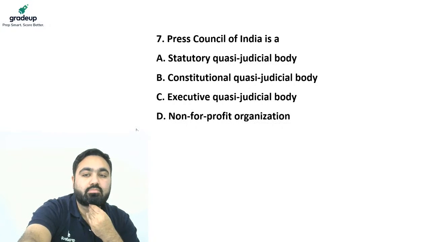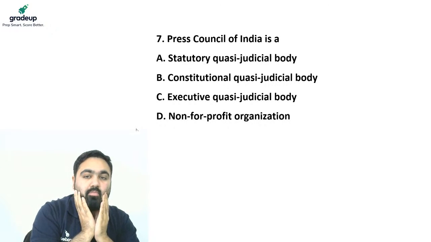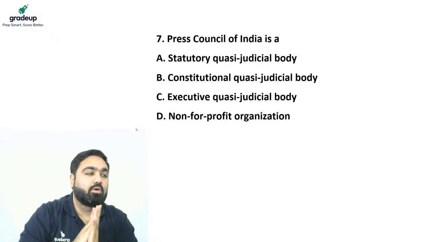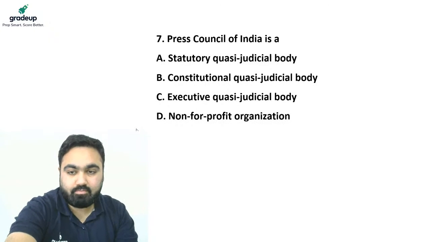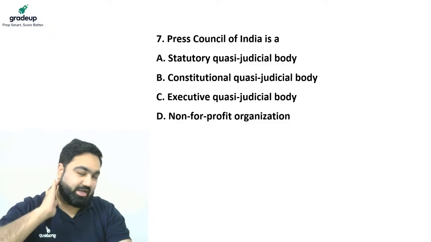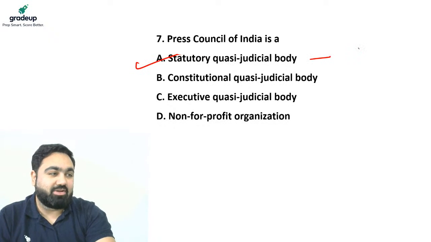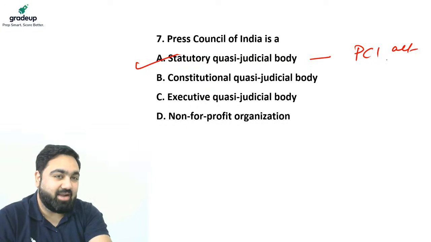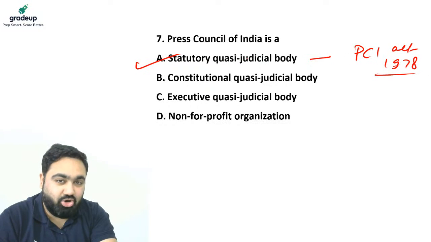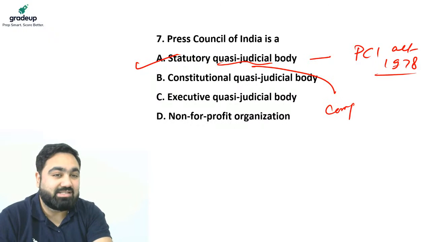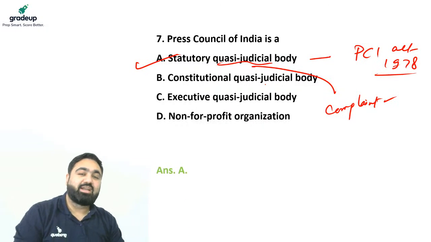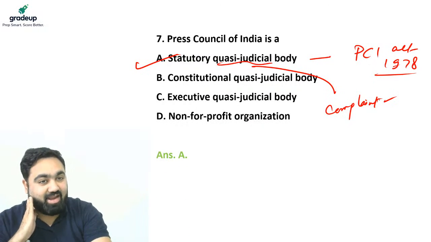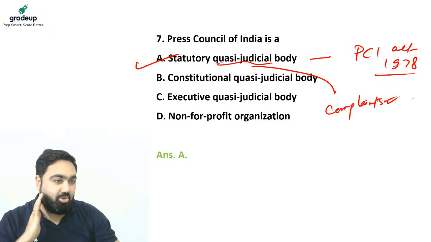Okay, Kushwant, what kind of a body is it? Yes, so it is a statutory body. It was made under the Press Council of India Act in 1978. It is a quasi-judicial body. Why? It can receive complaints against editors and against media organizations. It can receive complaints, give decisions, and actually impose a fine and everything. So it is a quasi-judicial body.